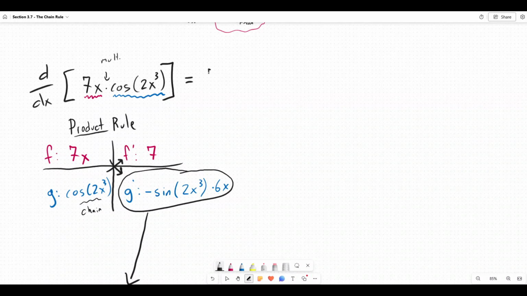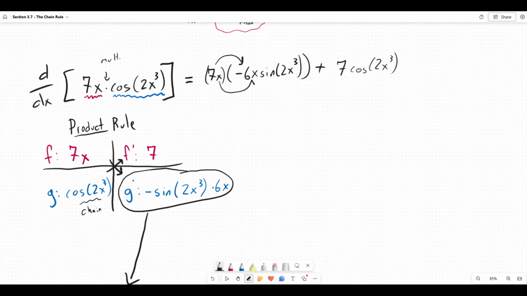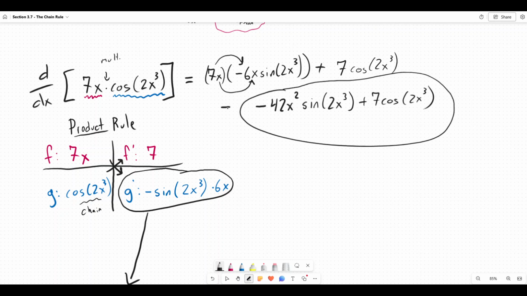Now, that's going to be 7x times negative 6x times the sine of 2x cubed plus g times f prime, which is going to be 7 times the cosine of 2x cubed. And there is a simplification I can make. I can multiply the 7 times the 6, and I can multiply the two x's to get negative 42x squared sine of 2x cubed plus 7 times the cosine of 2x cubed. And I'll be honest, that's pretty much the best way I have to write this.